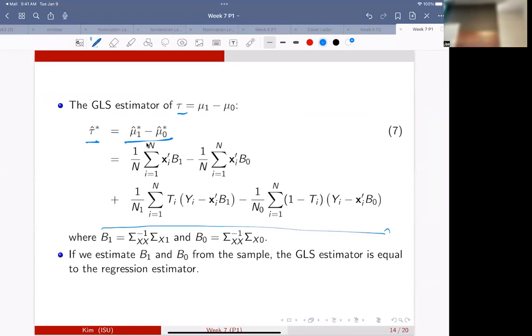By the way, this one is not really an estimator, because B1 and B0 are superpopulation quantities. So they are unknown parameters. But you can estimate them from the sample, and then you can construct the regression estimator. So at the end of the day, it actually justifies the regression estimator. We end up getting the same estimator, but the motivation is different. Now it has an interpretation as the best GLS estimator of the design-combined estimators.